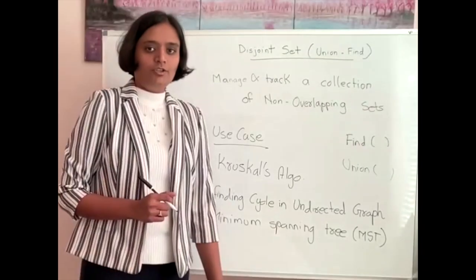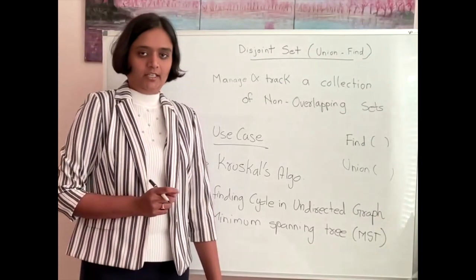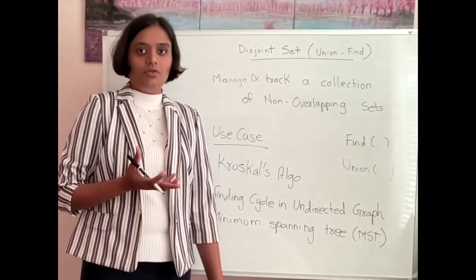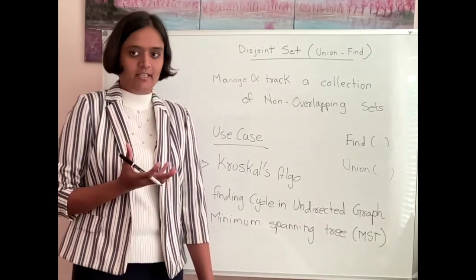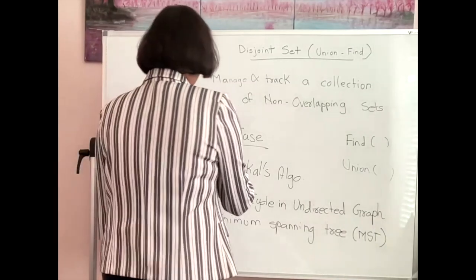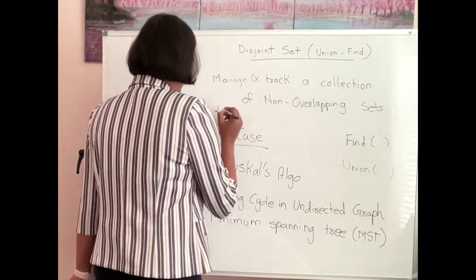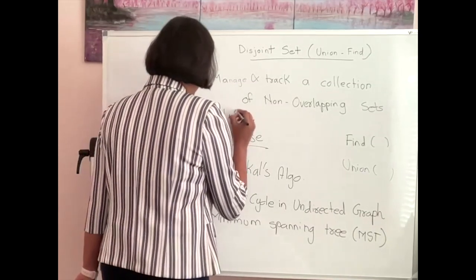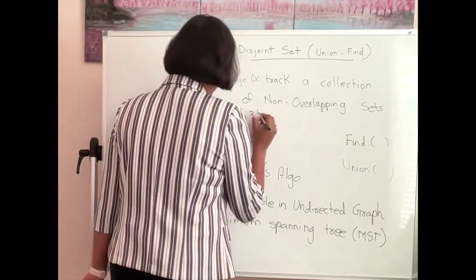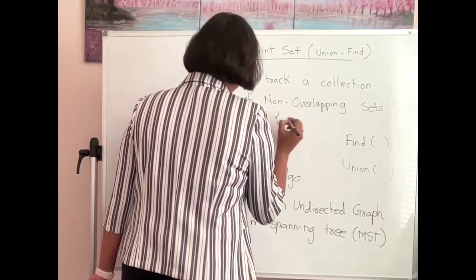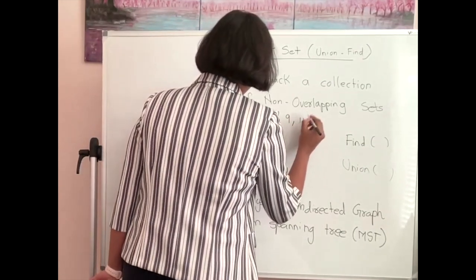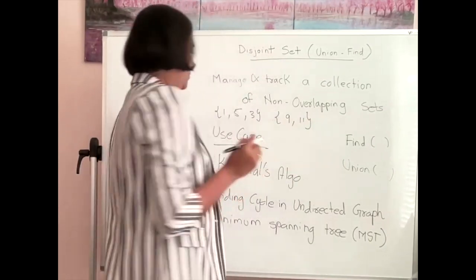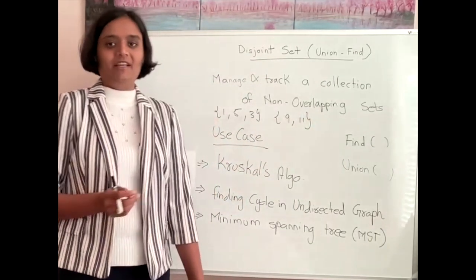Ready? So, what is a disjoint set? It is a data structure which helps us manage and track a collection of non-overlapping sets. That's basically if we have different sets with different elements, let's say 1, 5, 3 is one set, and we have another set with 9 and 11. We would call these two different sets with non-overlapping elements.